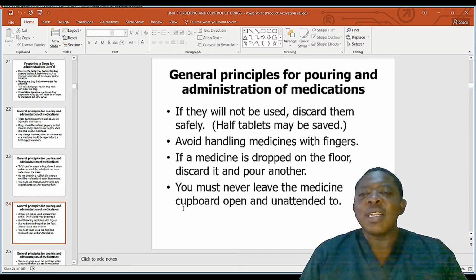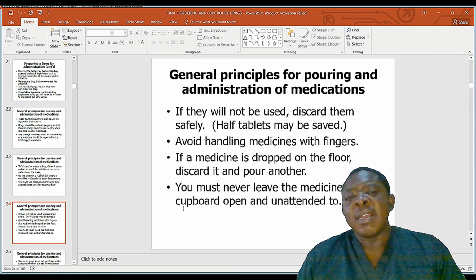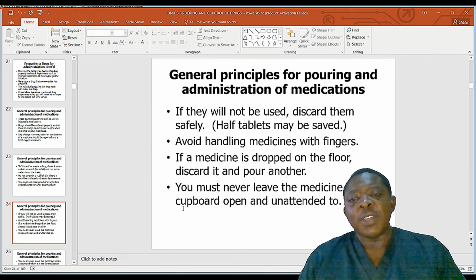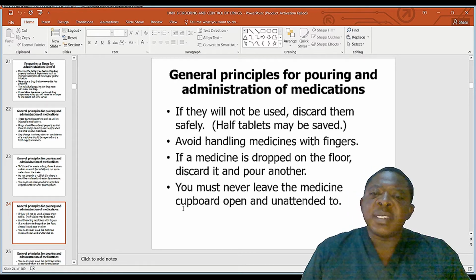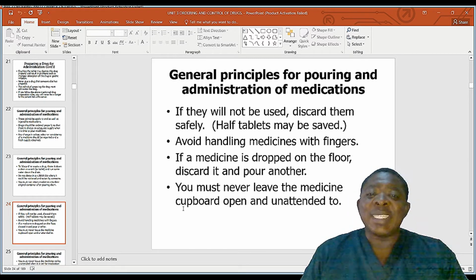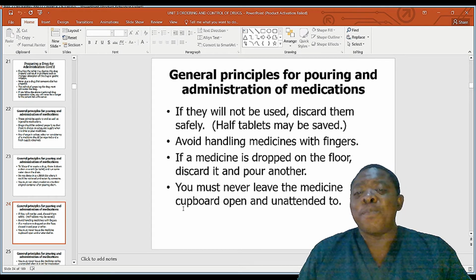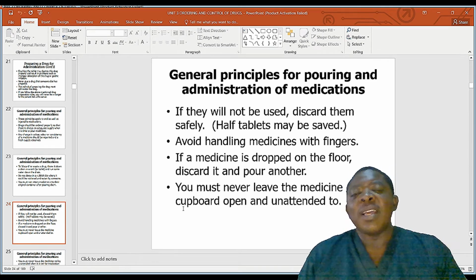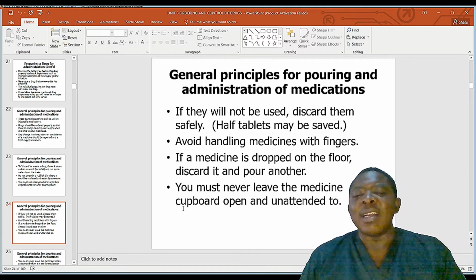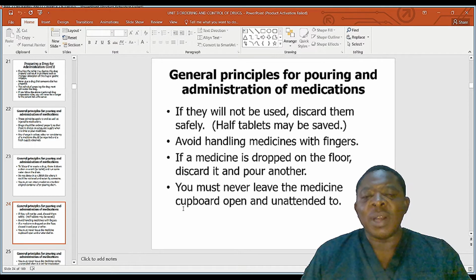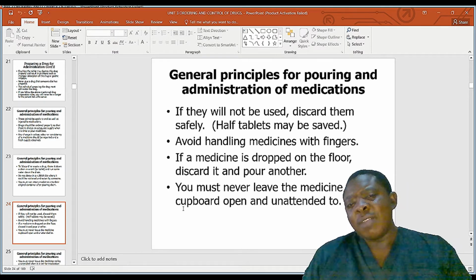Avoid handling medicines with fingers. This cannot be emphasized more because we know about cross infection from fingers. If a medicine is dropped on the floor, discard it and pour another. You don't pick drugs from the floor. If they fall, they have fallen on contaminated ground, so they should not be picked up to give the patient.